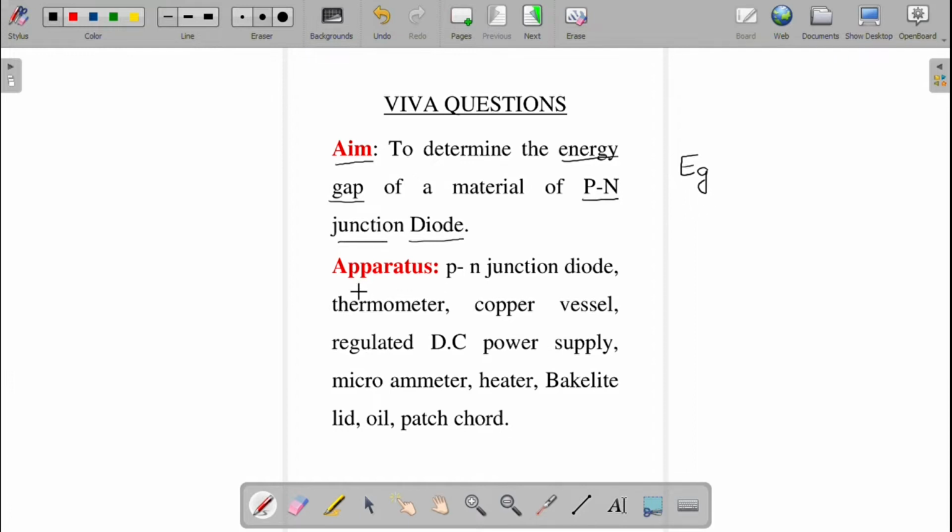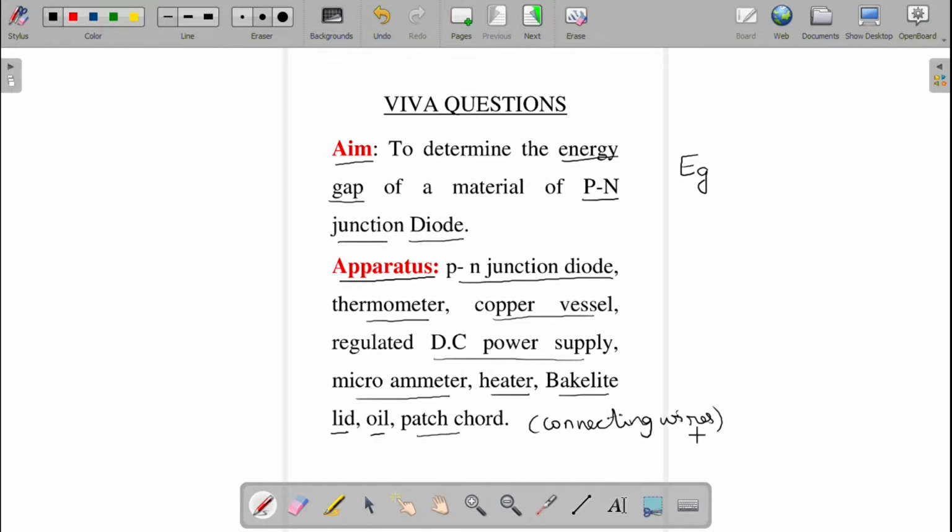Next, what are the apparatus required for this experiment? First one is the PN junction diode. For this diode only, we are going to find the energy gap. Then a thermometer to measure the temperature, a copper vessel where we are going to insert the diode, a regulated power supply, a microammeter to measure the current, a heater to heat the diode, and a bakelite lid. It should be covered over the copper vessel. Then oil and patch cords. Patch cords are nothing but connecting wires. So these are the apparatus required for this experiment.